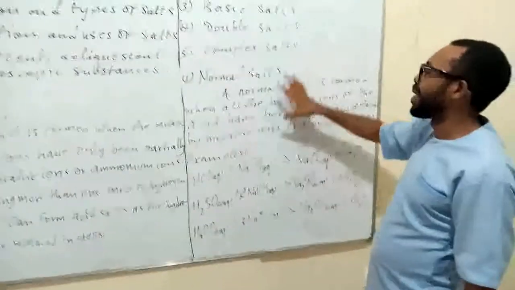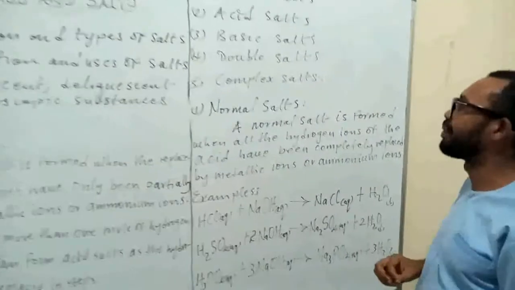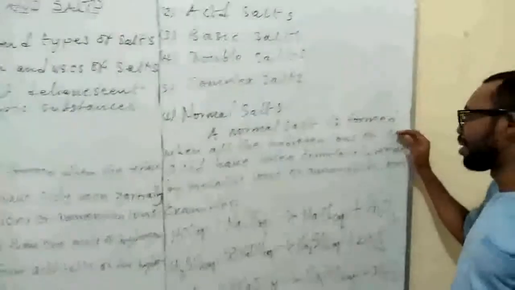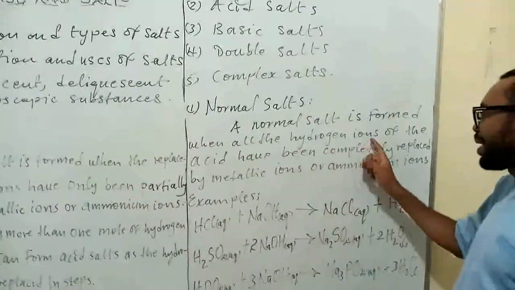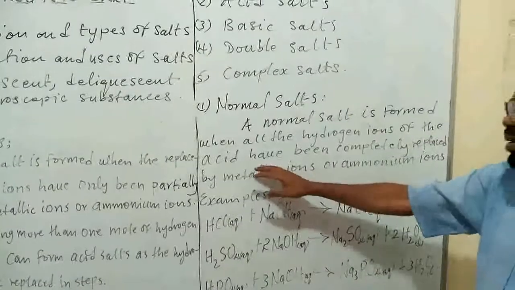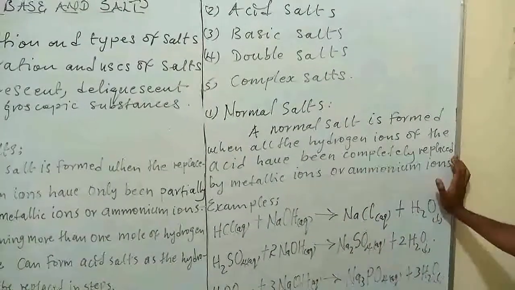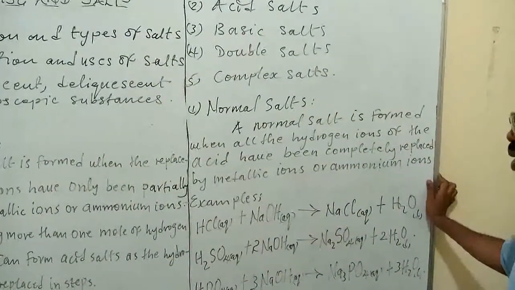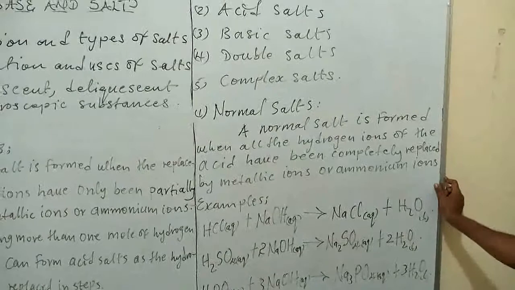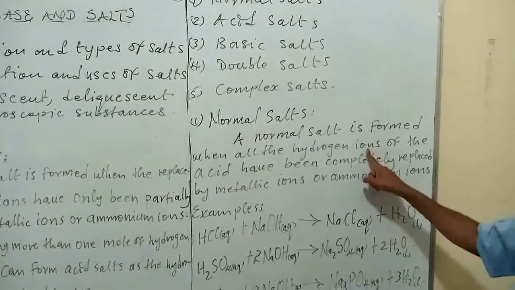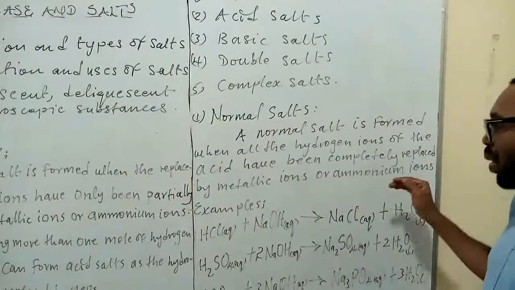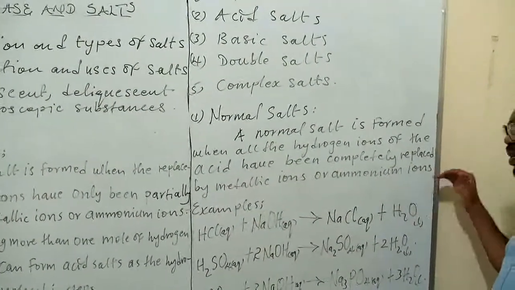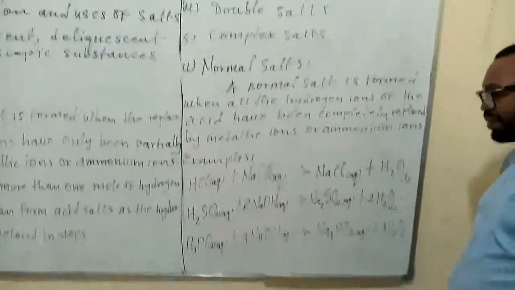Now I have decided to explain some of the salts. First of all, the normal salt. We said a normal salt is formed when all the hydrogen ions of the acid have been completely replaced by metallic ions or ammonium ions. Examples of normal salt. Now see how it's replaced.